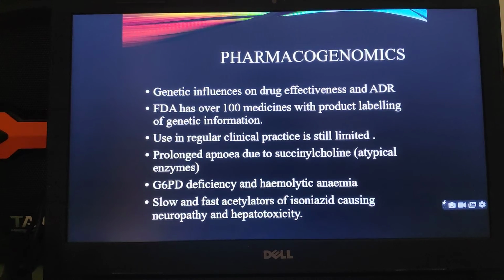Now, after this drug development, there is pharmacogenomics, which is being significantly developed. Now it is being used, though use in clinical practice is still limited, but it is a very important topic which is discussed in pharmacology. Pharmacogenomics is the genetic influence on drug effectiveness and ADR.